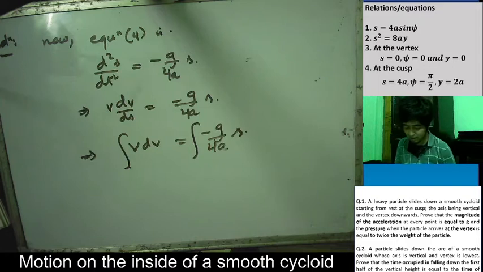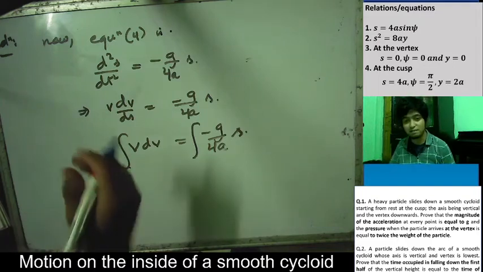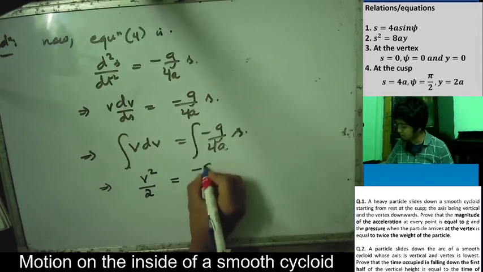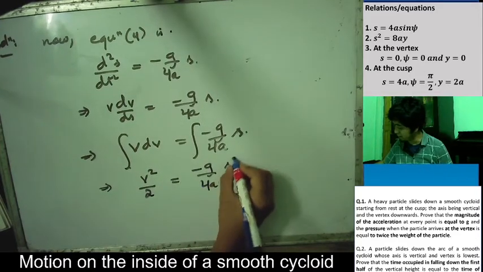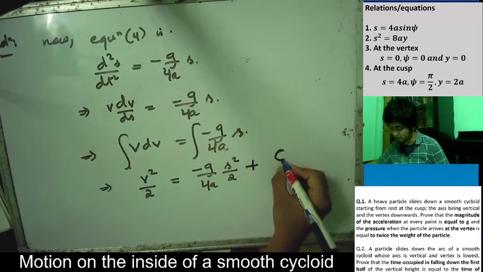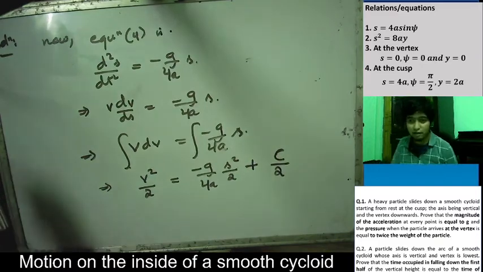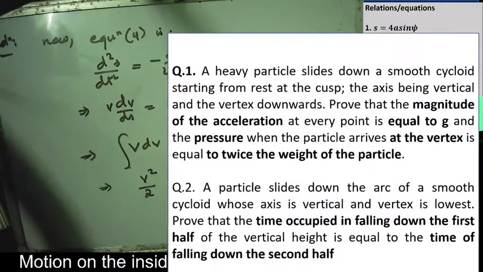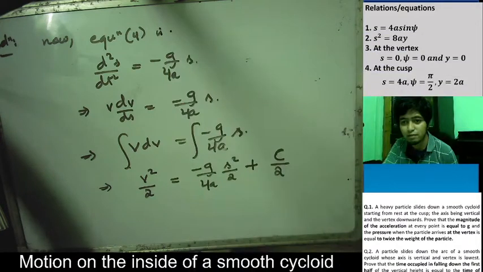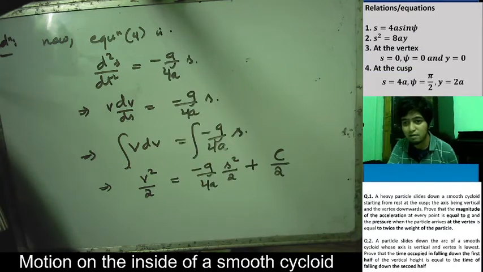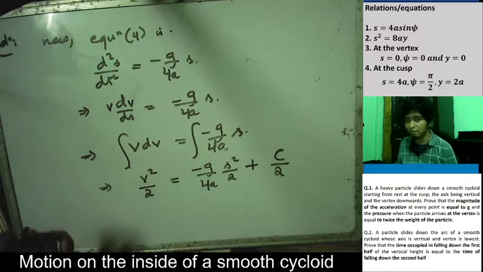Since the particle is starting from rest, we will do that. So over here we will be getting v square by 2 equals minus g by 4a, s square upon 2, plus c upon 2. I don't think it's mentioned in the question that it's starting from rest. Let us see. Okay, so it's starting from rest, even though it's not mentioned.